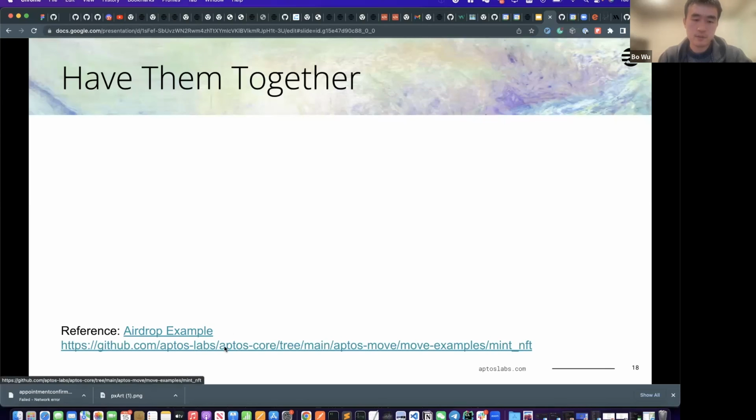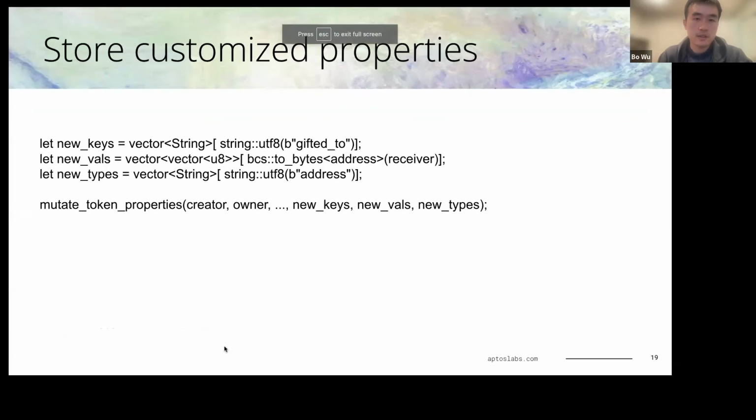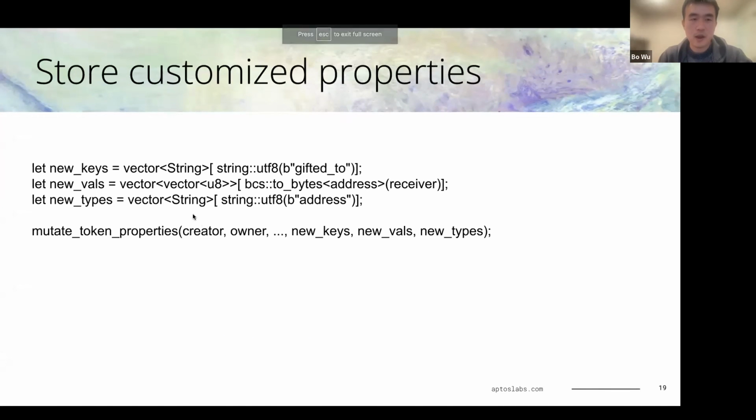You can take a look at more detail that is linked. Also, as mentioned, you can store these properties on chain. For example, when people try to mint the token from this collection, we can store some properties like "gifted to" as the property name, and the value is the receiver's address. We can store it as an address type in the property map, and store it in the token that we give to the receiver.